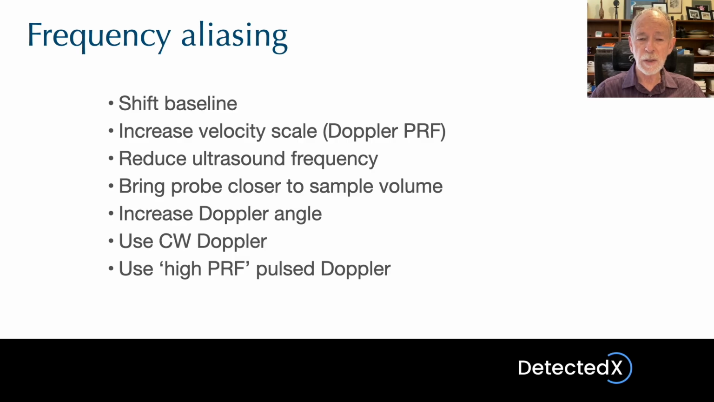High PRF pulse Doppler means that you're forcing the machine to break that rule. So the machine will be transmitting again while echoes are still coming back from the previous pulse. This is going to cause range ambiguity, but it does increase the velocity scale further and therefore can reduce or eliminate aliasing. Let me show you an example.